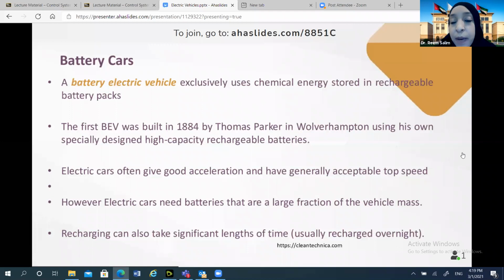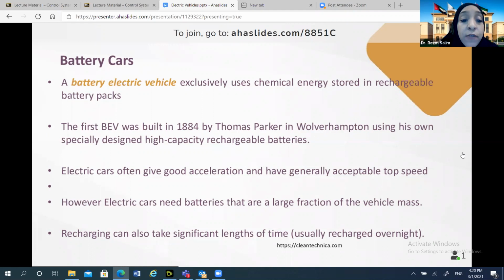So let's start with battery cars, which are cars that have batteries in them. So you actually plug in, we call them also plug-in cars because you plug them into the grid in order to charge the batteries that you have inside your car. And then these cars basically only exclusively use the chemical energy that is stored in those rechargeable batteries, just like the Tesla car, for instance.